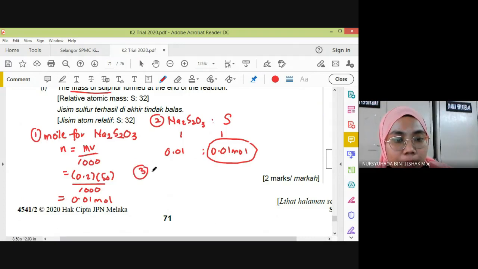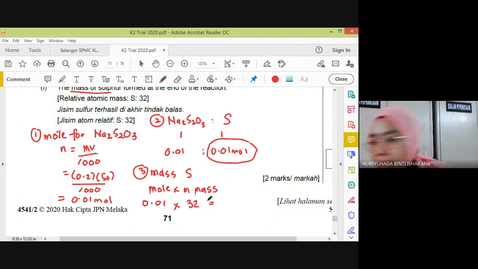Okay, kita nak cari mass untuk sulfur. So mol times molar mass. Mol is 0.01. Molar mass adalah kat atas tu 32. So tekan calculator. The answer is 0.32. Don't forget unit gram. Settle.